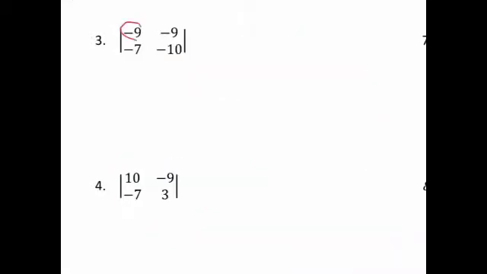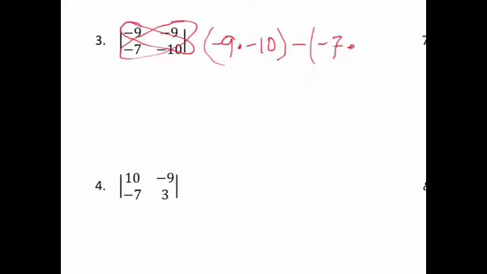On 3, take your main diagonal. That's negative 9 times negative 10. And subtract the other diagonal times together. Negative 9 times negative 10 is 90. I need to subtract negative 7 times negative 9. It gives you 63 positive. So 90 minus 63 is going to give you 27.